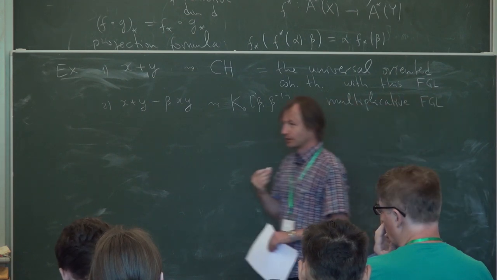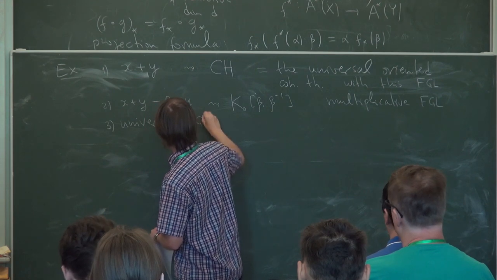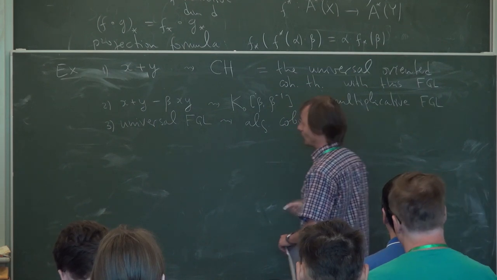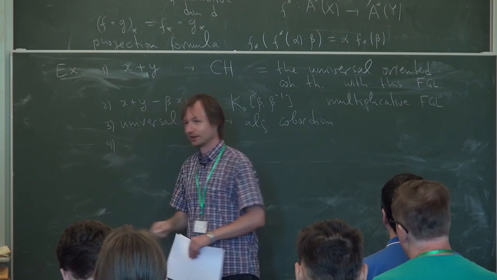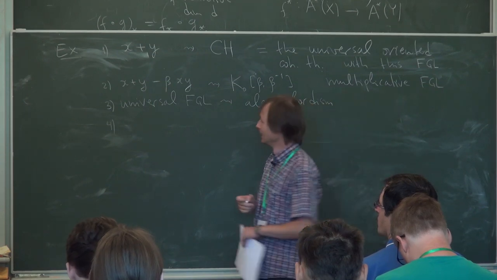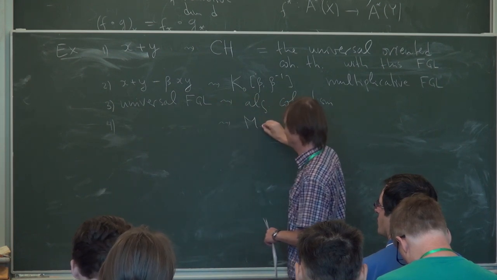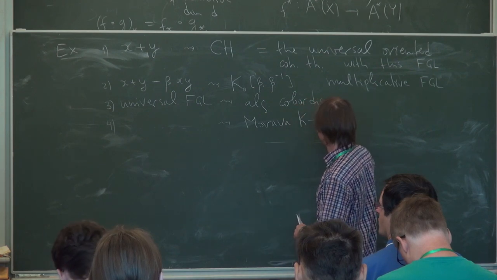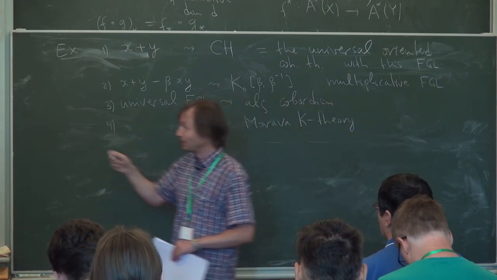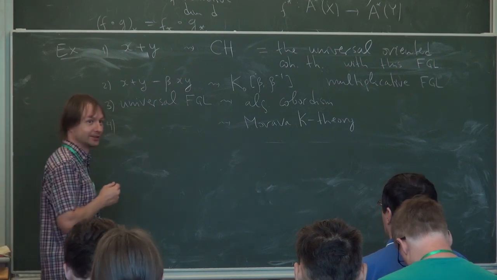Well, if we take the universal formal group law, then we get algebraic cobordism. And there are also some pretty nice formal group laws, there are many, which give you the Morava K theory. Which is actually also quite useful, not for the applications I mentioned, but for some other applications, strangely.